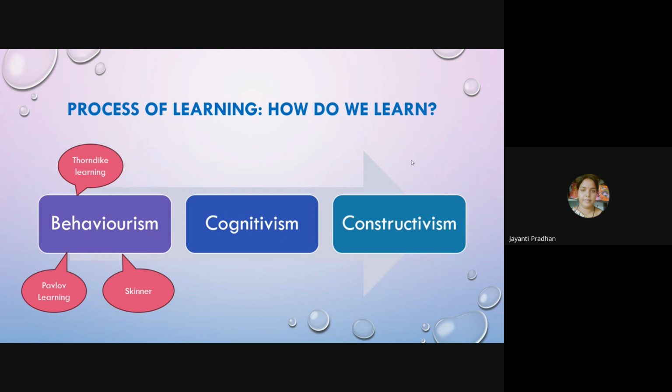Then comes our cognitivism. Behaviorism, you understood, it modifies the behavior. It believes that learning modifies our behavior. Now cognitivism, when cognition or cognitive comes, that means it is related to the thinking process or brain development.